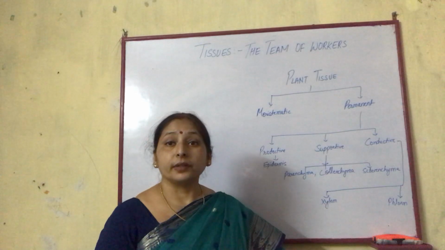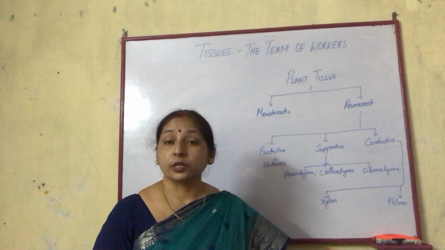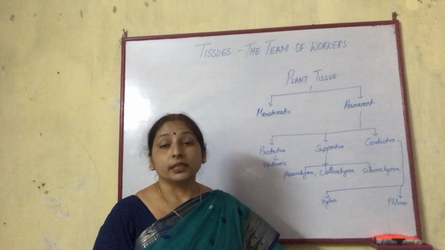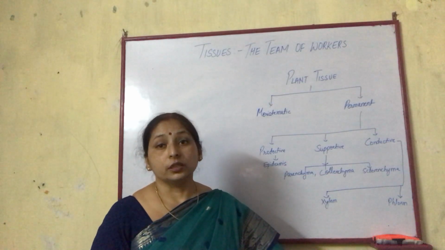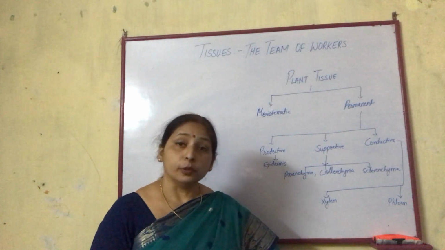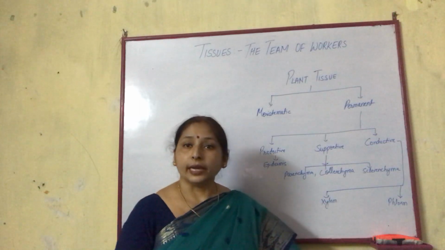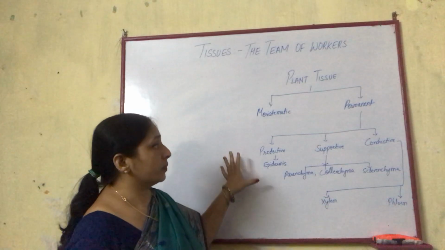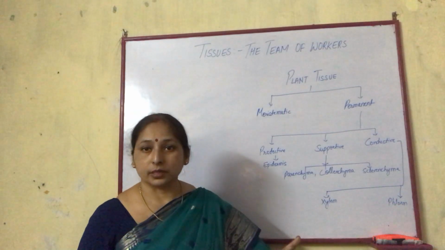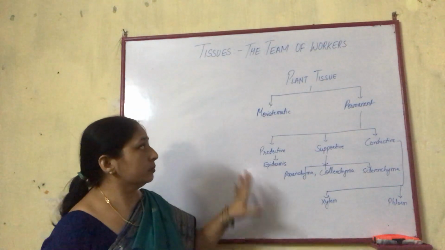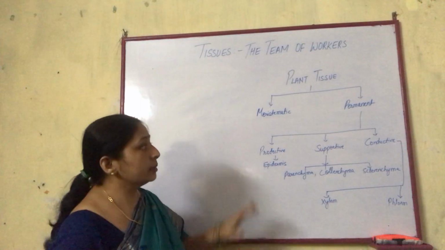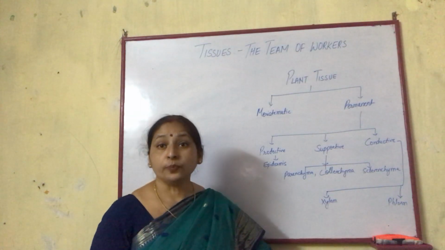So in this chapter we'll discuss the role of all these tissues in the transportation of water and food material, and the role played by all these tissues to help a plant as a team of workers, or as supportive members. So let's start with the topic plant tissue. Plant tissues are of two types: meristematic tissues and permanent tissue.